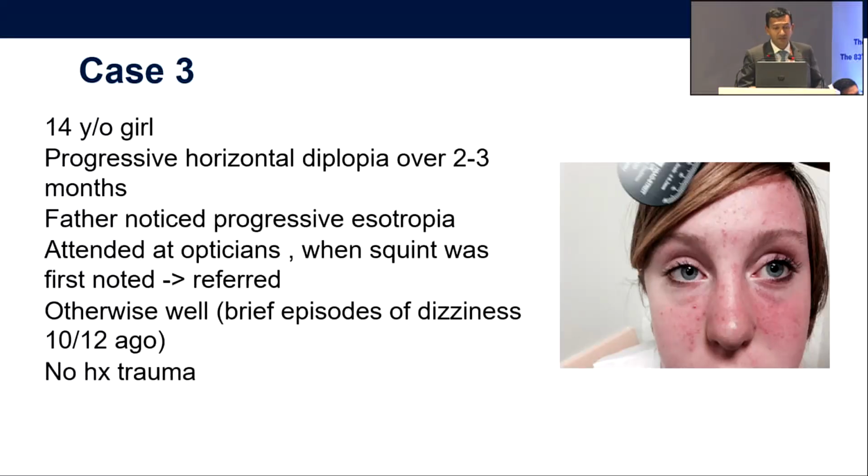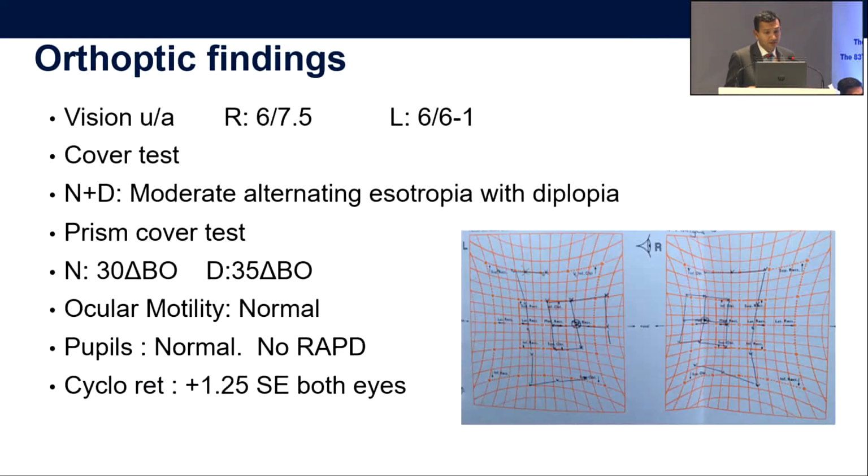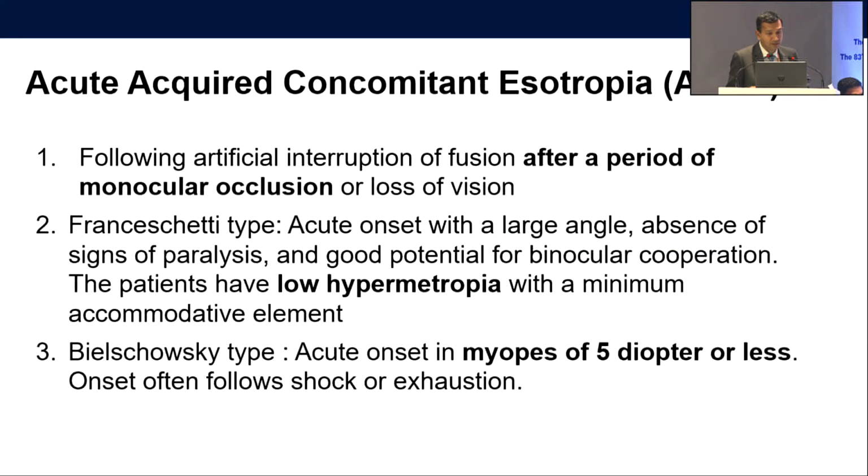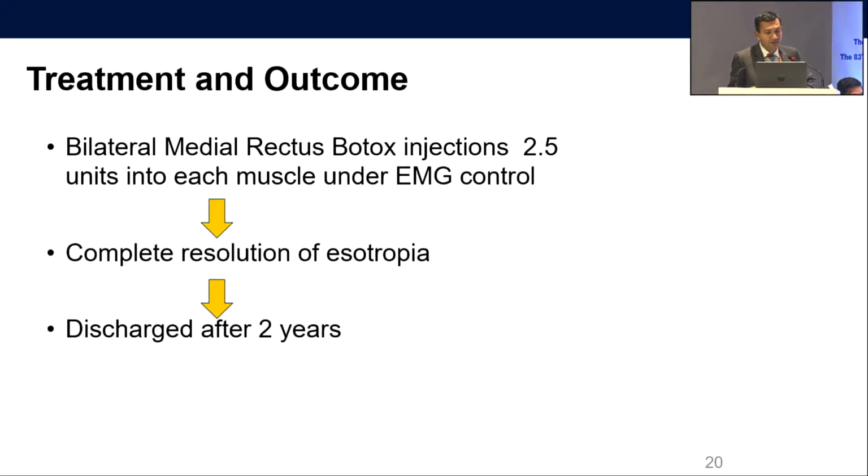This is a 14-year-old girl with an acute onset of esotropia. We talked about this a little bit, acute onset of esotropia that's non-accommodative, and ANAET, and we found her vision was fine, but she has this acute moderate alternating esotropia with diplopia with no lateral incomitance, and almost the same for near and distance. So this is the Bielschowsky-Franceschetti type of acute acquired concomitant esotropia, and she had bilateral medial rectus toxin, 2.5 units. The reason we used this in this girl was that we really needed to get on and do something to restore her binocularity as soon as possible.